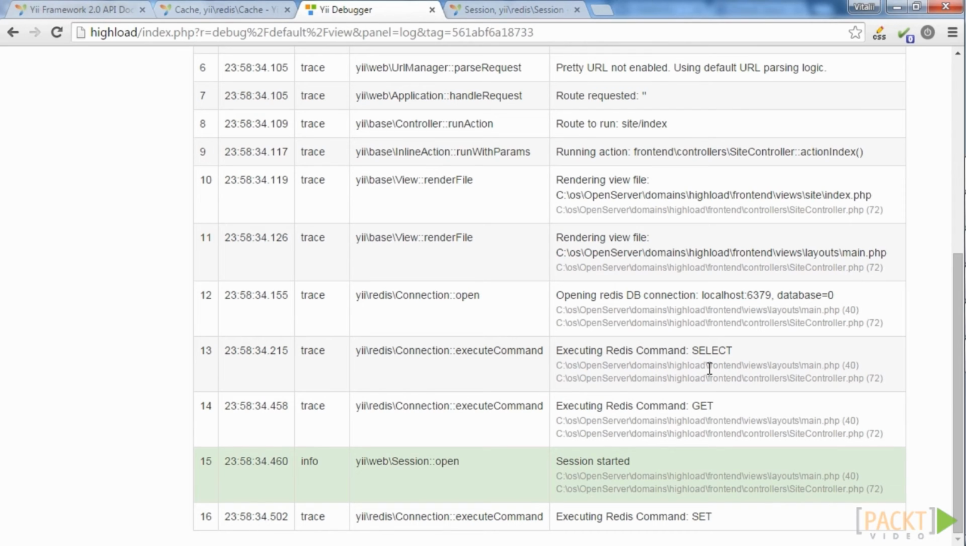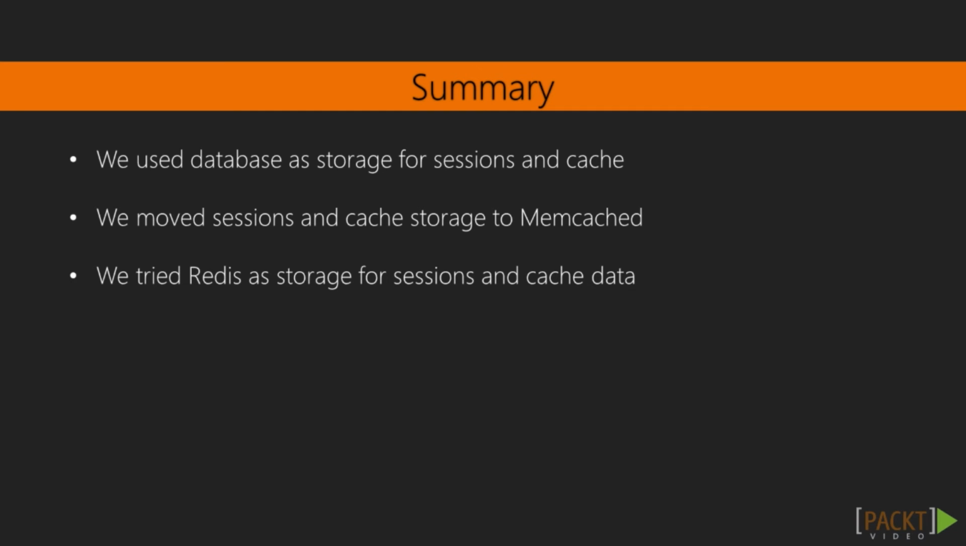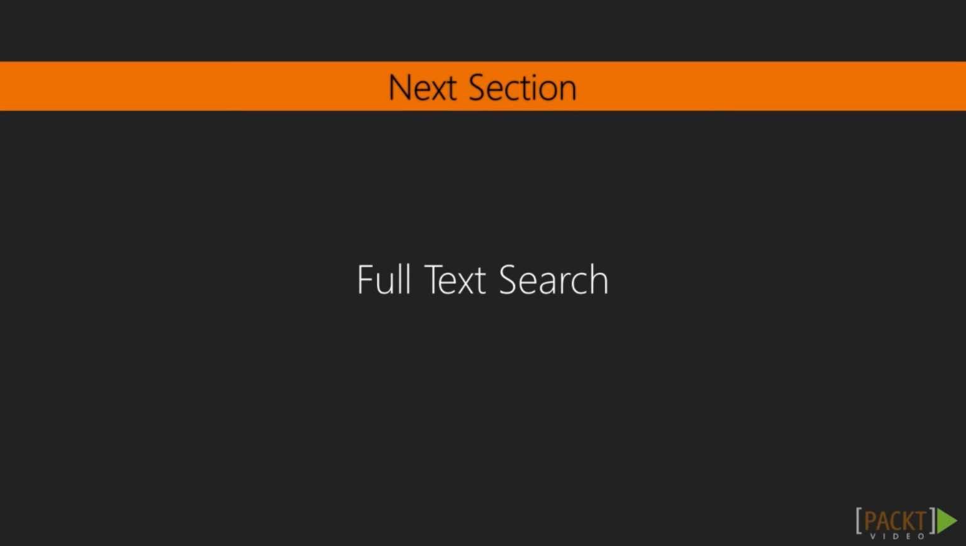Well, this ends our section. In this section, we saved our sessions and cache in different storages: database, Memcached, and Redis. Each of them has its own weak and strong sides, so you may choose one of them to best fit your needs. In the next section, we'll learn some full-text search engines for high-load web applications.